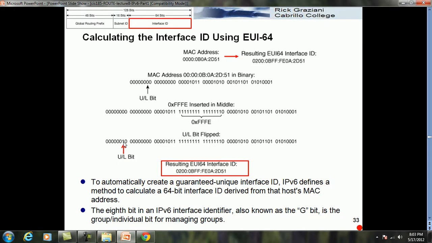This value is 2, correct? It will be 0 2. So this becomes 0 2 0 0. Can you see this? Understanding why it became 2? Because of this 0 2, previously 0, because the 7th bit is flipped to 1. Okay, understanding?